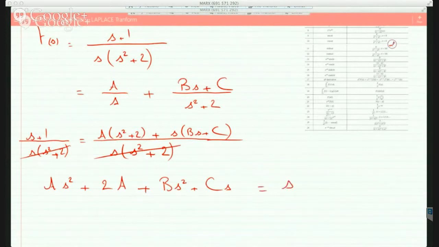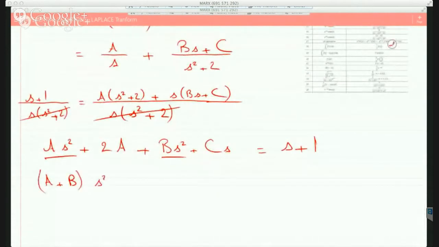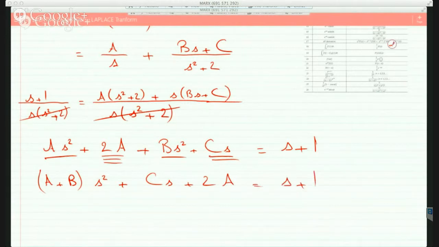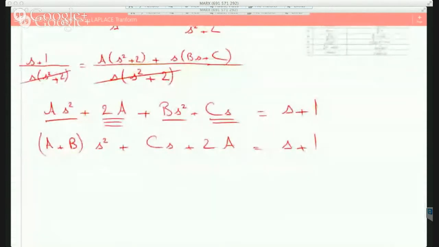And this, of course, has to equal the left-hand side, which is s plus 1. And now I collect the s squared together. So this is a plus b times s squared. And I collect the ones that have s together, which is just cs. And I collect the one that doesn't have an s, which is just the 2a. And I set that equal to s plus 1. Now, I don't have any s squared on the right-hand side. If those two polynomials ought to be equal, their coefficients have to be the same. So that just means a plus b has to equal 0.